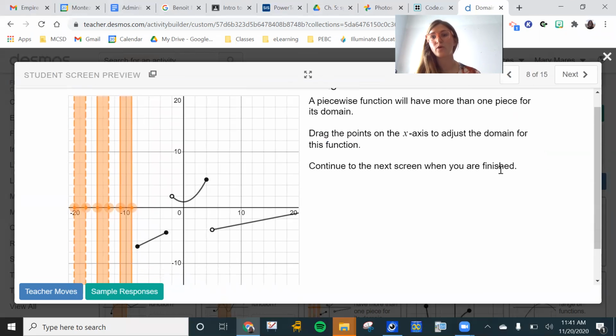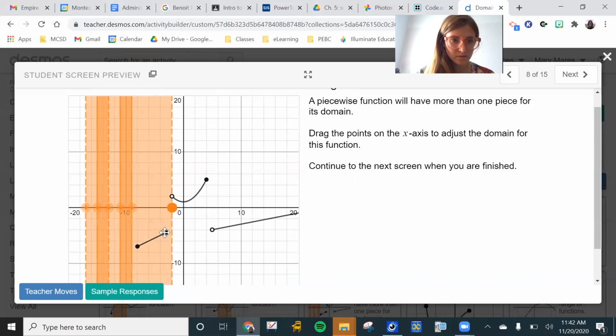A piecewise function will have more than one piece for its domain. Drag the points on the x-axis to adjust the domain. So again, the domain is our possible x values. It's where these graphs show up on our coordinate plane. So the first one starts there and ends here.